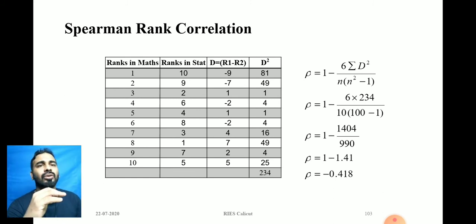Then you find the difference between the two ranks, that is called d. Then you find the d square. Then you substitute this value in the equation. Here we are finding the rank correlation between maths and statistics, and we have got minus 0.418. There is a negative correlation between these two ranks.